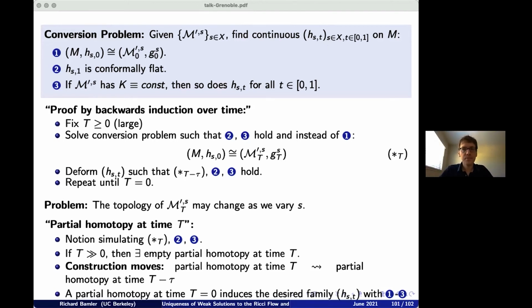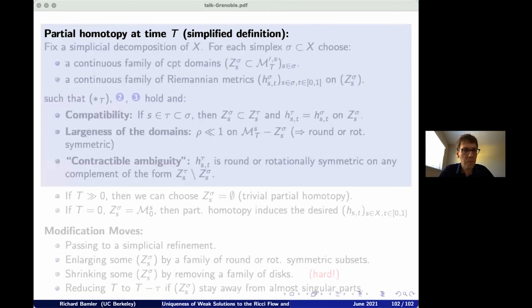And so, okay, now I have to define what a partial homotopy is. I'll give you more or less a complete definition, maybe slightly simplified, and this is what I want to do on the last slide. So the idea again will be to work over a simplicial decomposition of the space. So we assume that X is some simplicial complex.